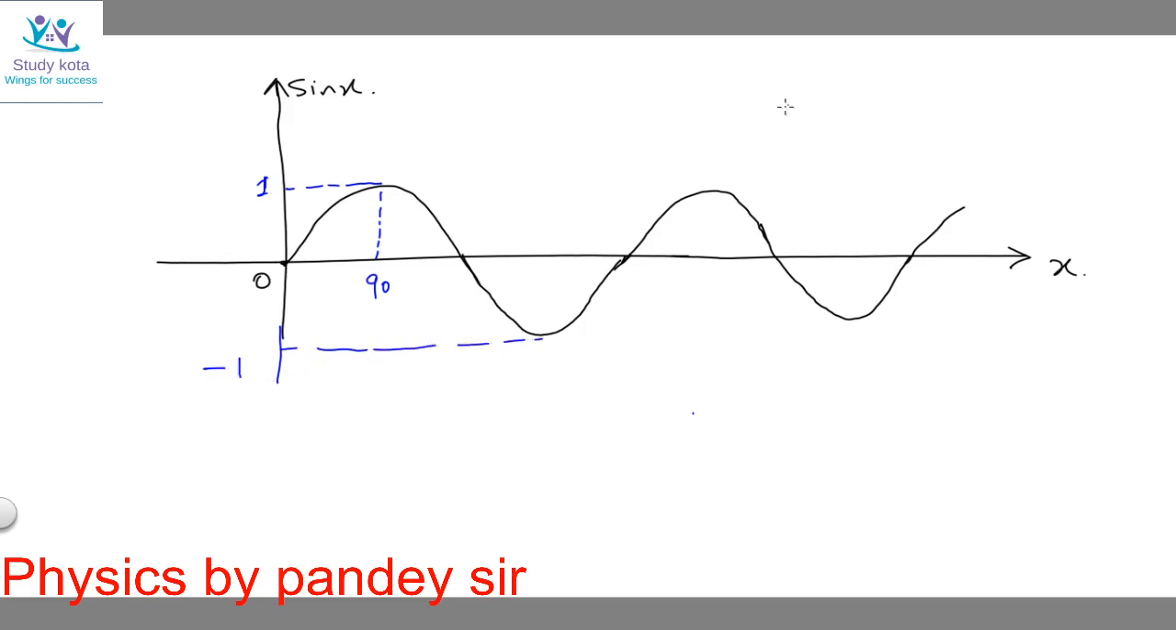Graph always lies in between -1 and 1. We have already studied it. So this is the range. Okay, this is 180 degree. This is also, what it is, 360 degree. In between there will be 270 degree.